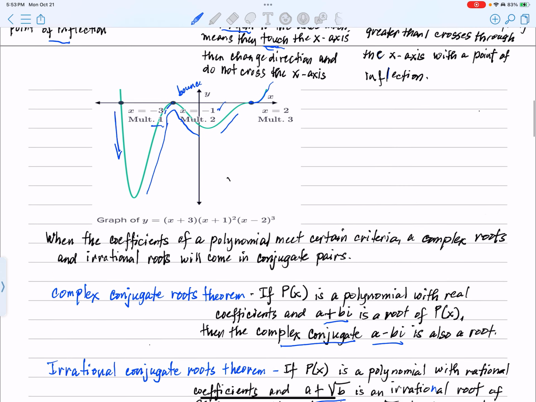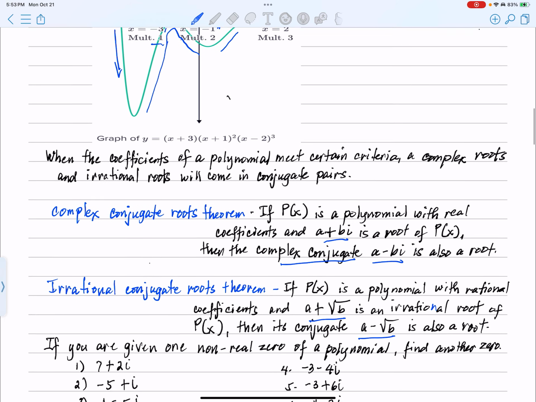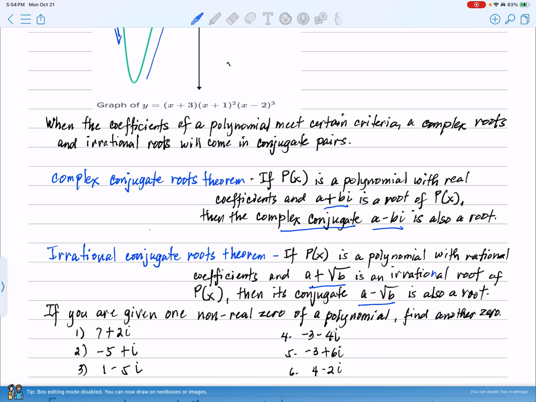When the coefficients of a polynomial meet a certain criteria, complex roots and irrational roots will come in conjugate pairs. Complex conjugate roots theorem: if p of x is a polynomial with real coefficients, and a plus bi is a root of p of x, then the complex conjugate, a minus bi, is also a root.